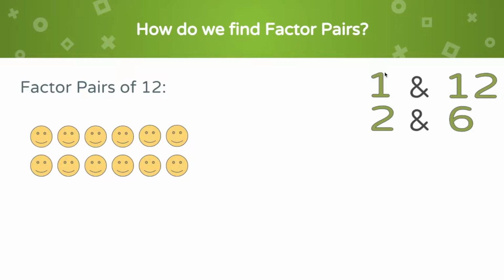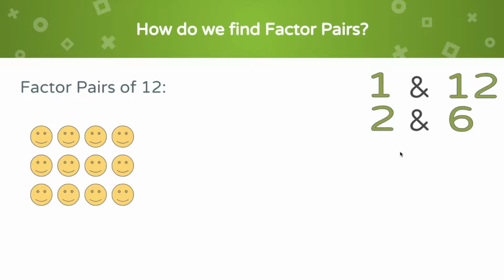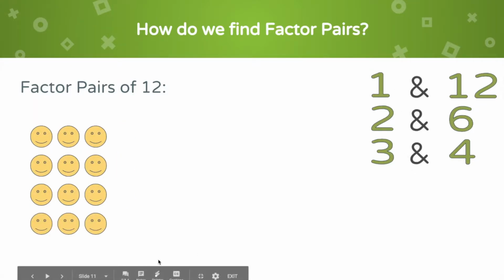We tried 1, we've tried 2, let's try 3. If we put them in 3 lines, 1 line, 2 lines, 3 lines, each of those lines is going to have 4. So we know that 3 and 4 are going to go together. We've tried 1 line, 2, 3, let's try 4. If I put 4 lines, we got 1, 2, 3, 4 lines, 4 groups, and there's 3 in each one. 3, 3, 3, and 3. So we got 4 and 3.